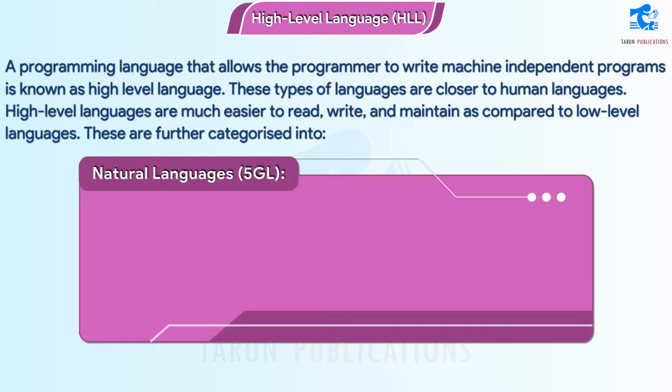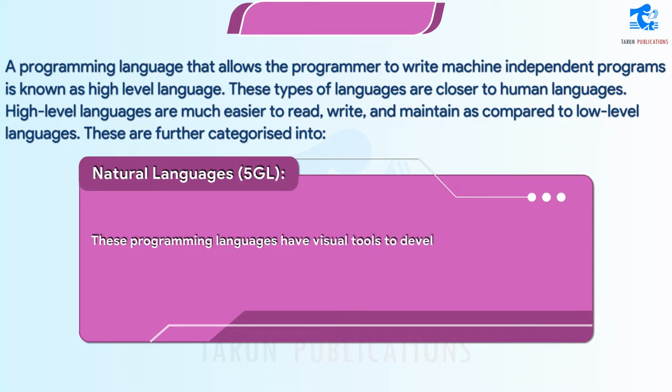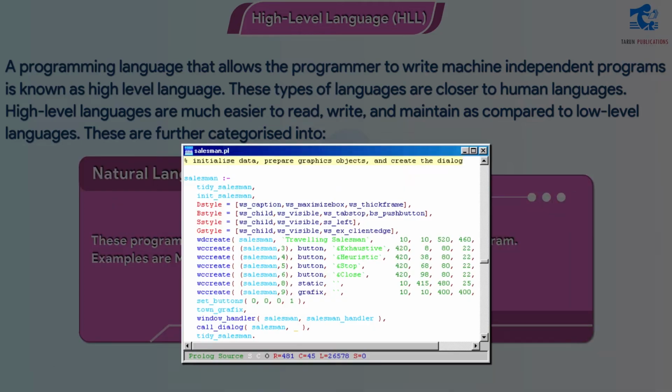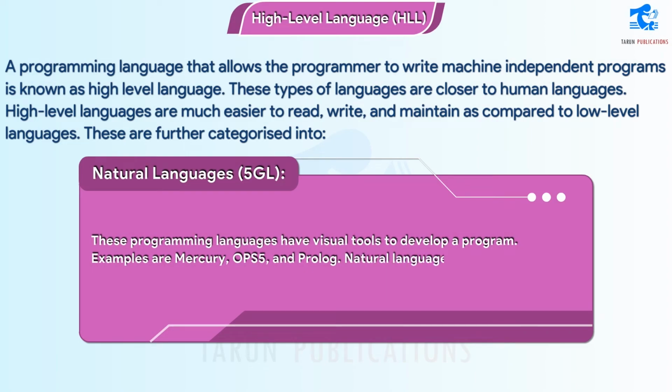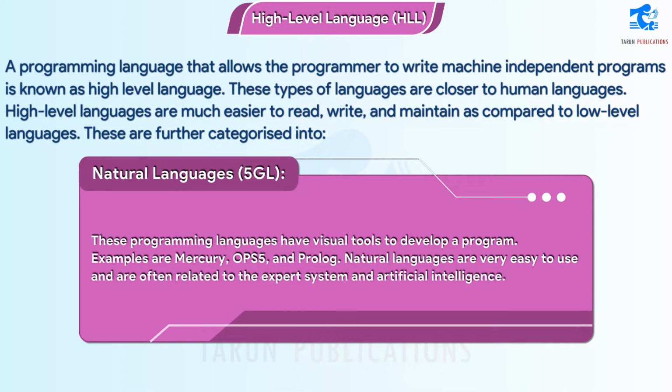Natural languages, 5GL. These programming languages have visual tools to develop a program. Examples are Mercury, OPS5, and Prolog. Natural languages are very easy to use and are often related to the expert system and artificial intelligence.